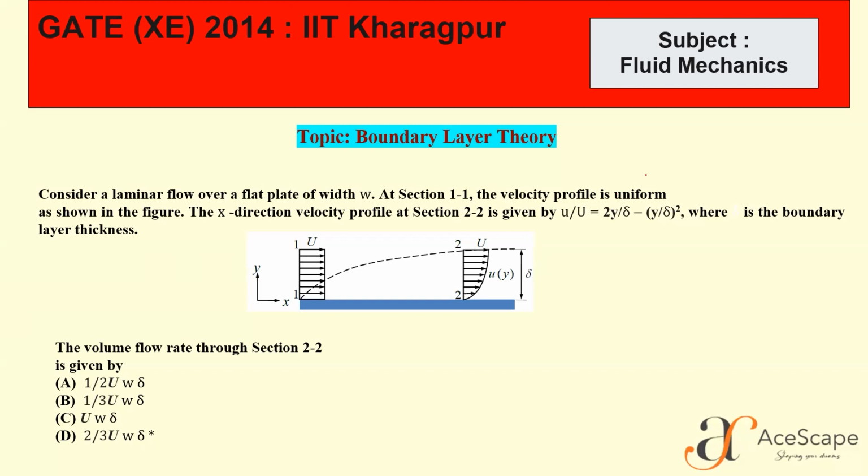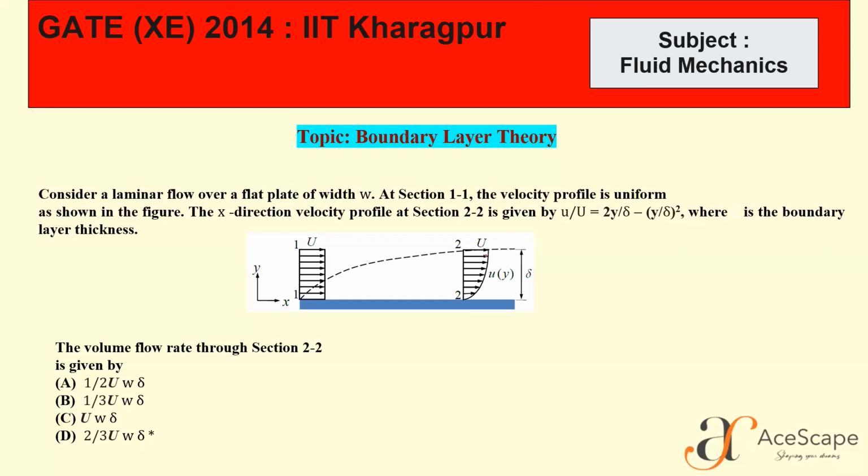So the approach behind this is that it is asking about a velocity profile, which in this case is a laminar velocity profile given by u by U, where capital U is the maximum free stream velocity shown over here, and the profile is given by 2y by del minus (y by del) whole square, where del is the boundary layer thickness.